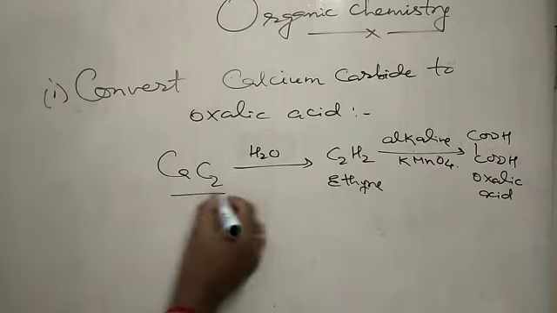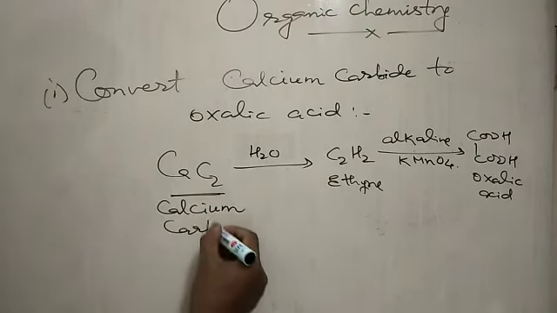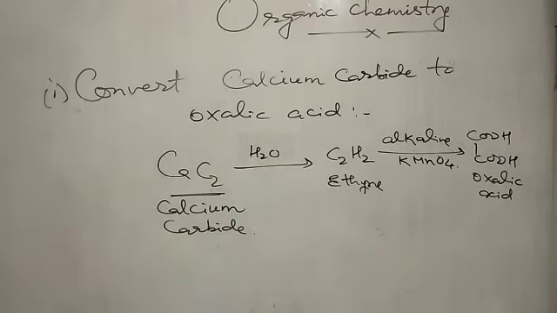So when calcium carbide is treated with water, it forms ethyne, which when treated with alkaline KMnO4 forms oxalic acid. This way we can convert calcium carbide to oxalic acid.